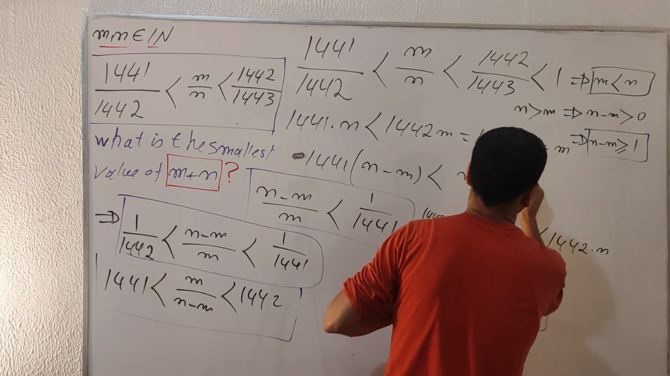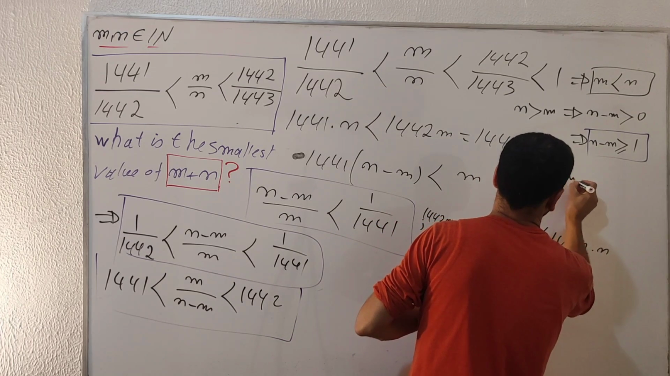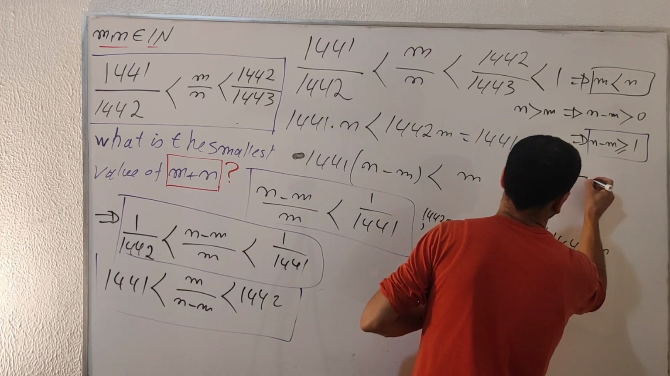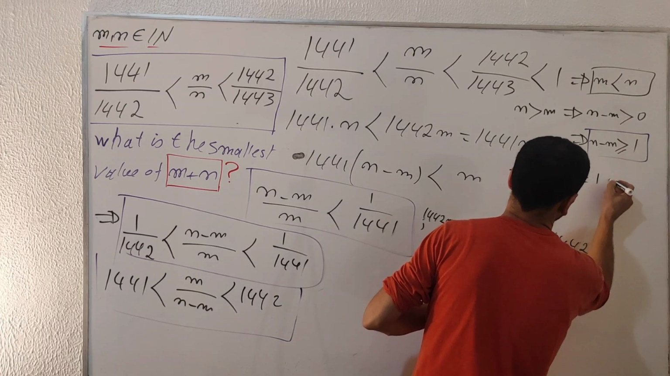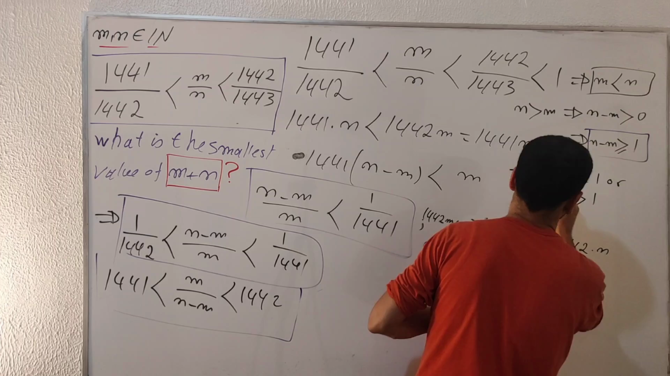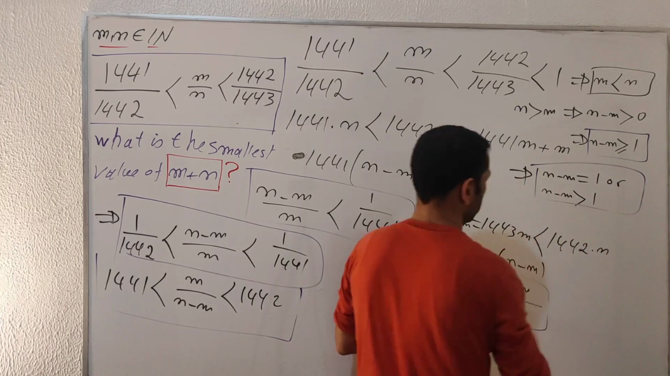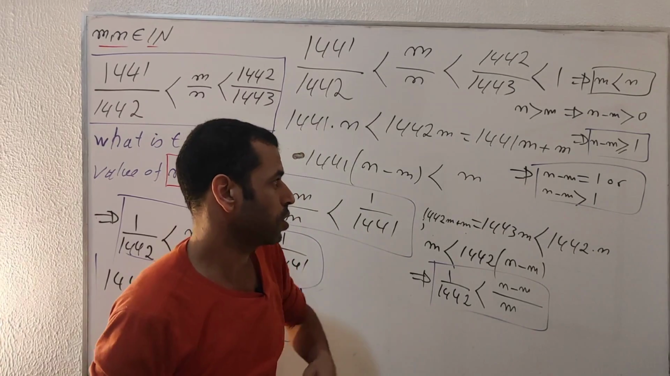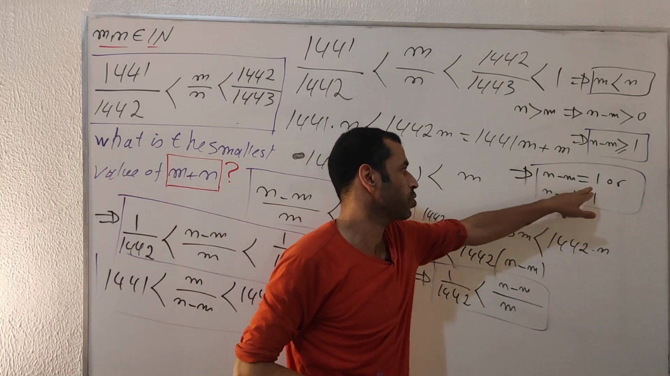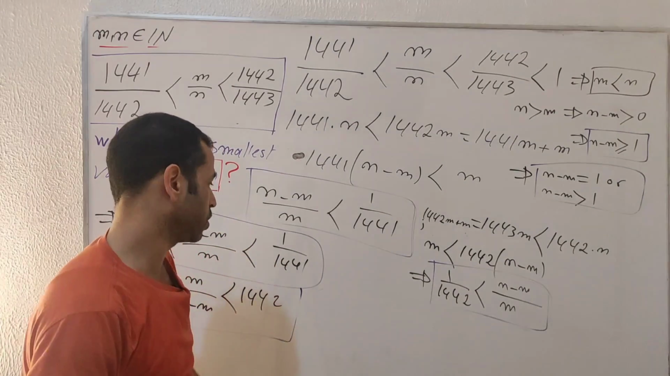So this one is telling us n minus m equals 1, or n minus m is strictly superior than 1. Okay, so I'm going through 2 possibilities by choosing this n minus m equals 1 first to see what it gives us, then move on to the second inequality.